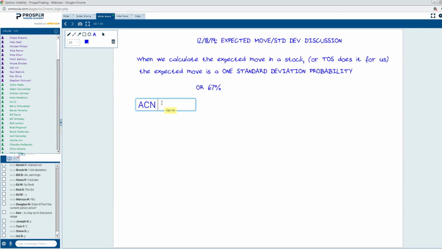Okay, so ACN was 204 and the expected move was plus or minus $8.50. What that is saying is that the market is projecting, anticipating that ACN will trade in a range of $8.50 from that current stock price. So from 204 plus or minus the $8.50, an expected range, which we go through every time, of 195.50 up to 212.50. Okay, that is with a 67% probability. Everybody get that? Everybody understand that?